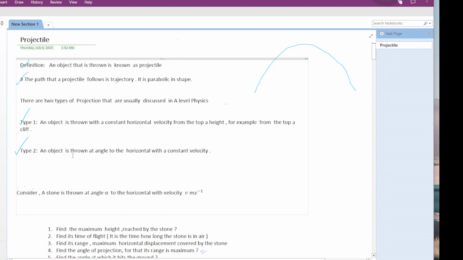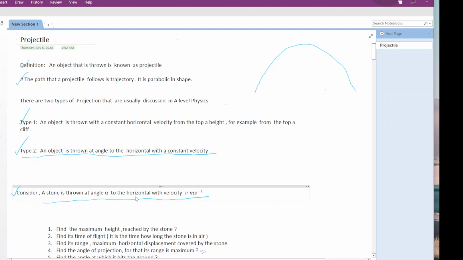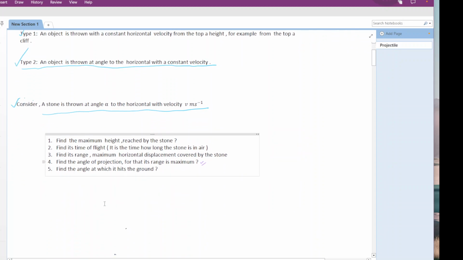Today, I am going to discuss projection of type 2. For this, consider a stone thrown at angle alpha to the horizontal with velocity v meter per second.